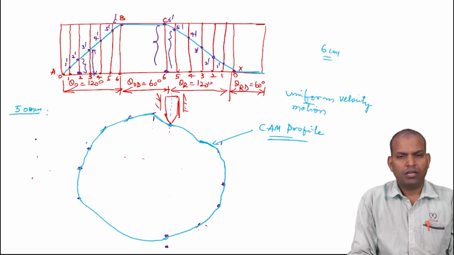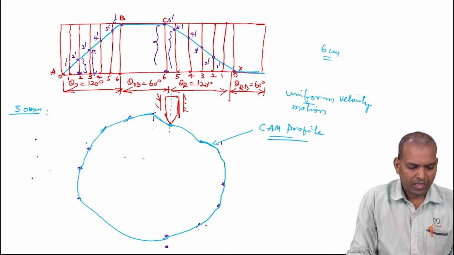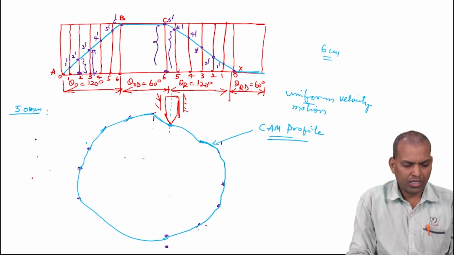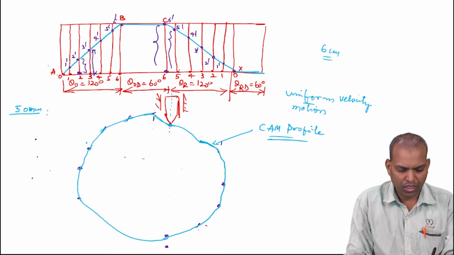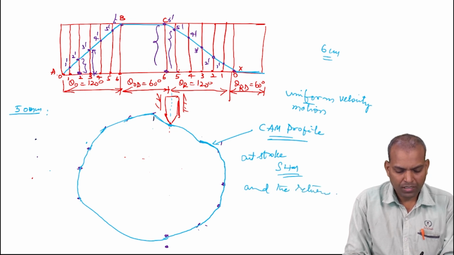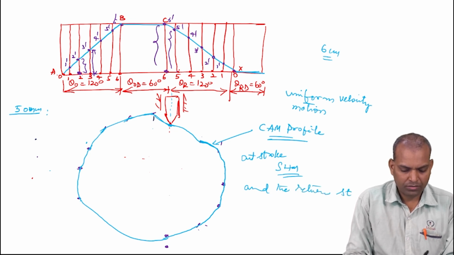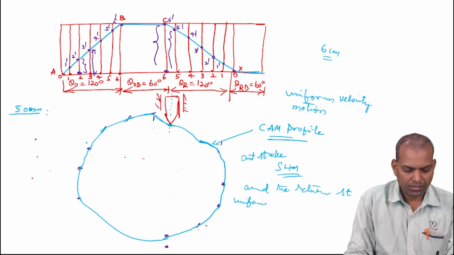Next, if you want to discuss another combination, the same problem, but during outstroke the follower can have simple harmonic motion, and during the return stroke the motion of the follower can be uniform velocity.